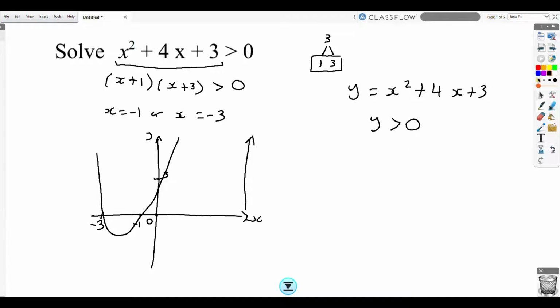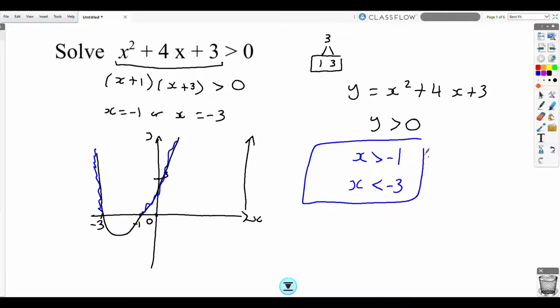What I can see, so let's use a different color for this, is everything that goes along this blue line here, and then this blue line here. And what you have to realize is both those blue lines, the first one's going more towards the right as it gets bigger, and the other one's going more towards the left. So it's getting bigger than minus 1 and smaller than minus 3. So x is greater than minus 1 and x is less than minus 3. And those are your two solutions for that quadratic inequality.